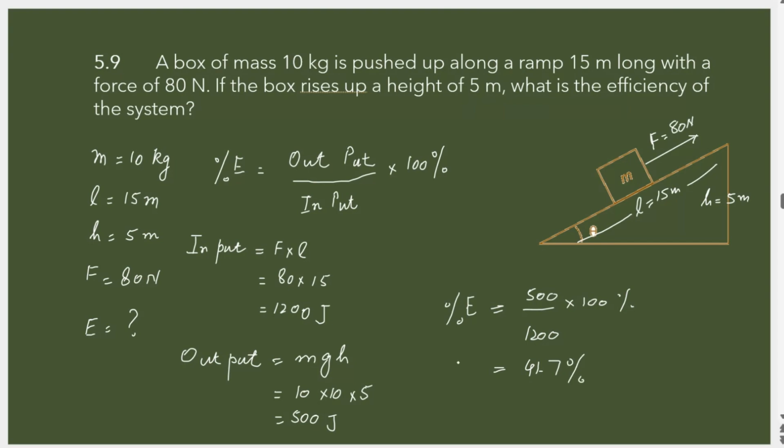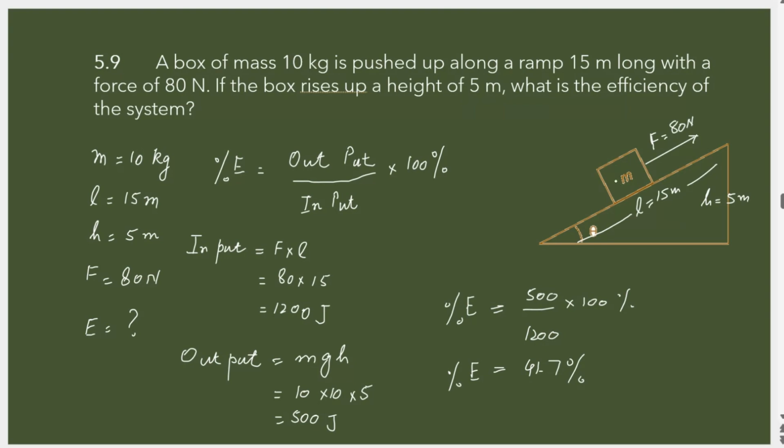This will be the percentage efficiency of this inclined plane on which we are moving a mass of 10 kg along a ramp of length 15 meter to a height of 5 meter. Its percentage efficiency will be 41.7%. For the revision, I repeat this question once again.